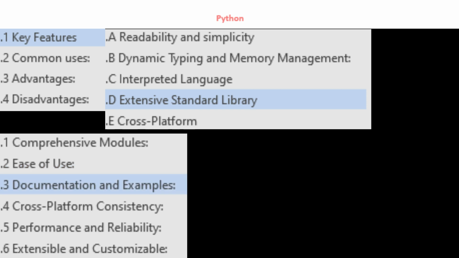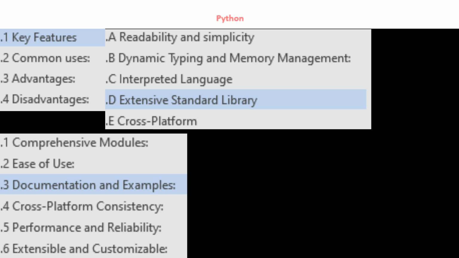Documentation and examples. Comprehensive documentation. The Python standard library is well documented, with extensive descriptions, usage examples, and guidelines for each module. Example: the official Python documentation, docs.python.org, provides detailed information on each module, including sample code.